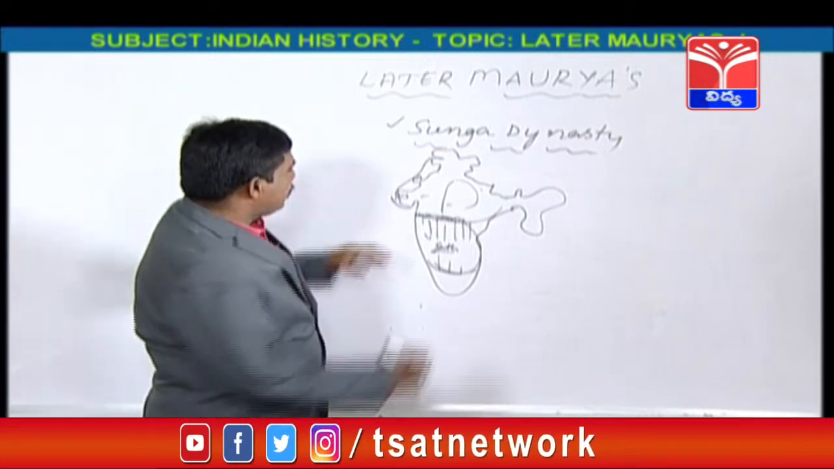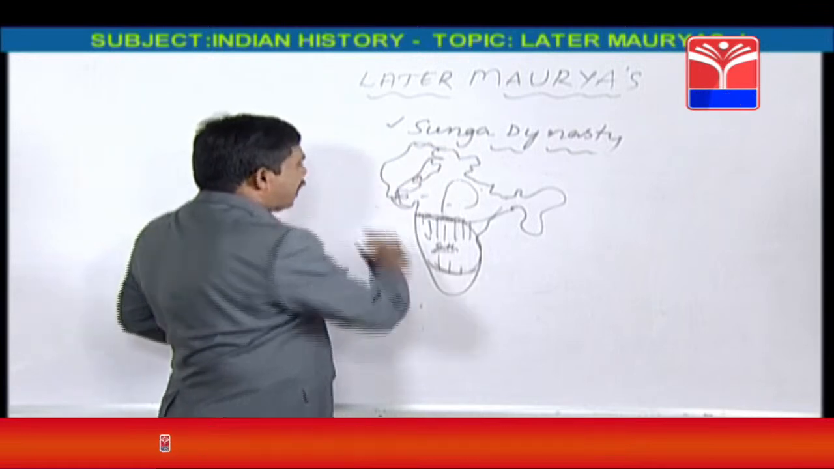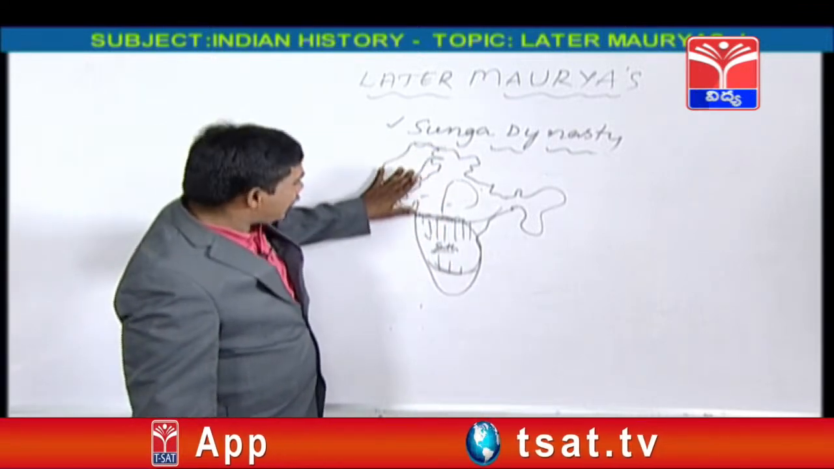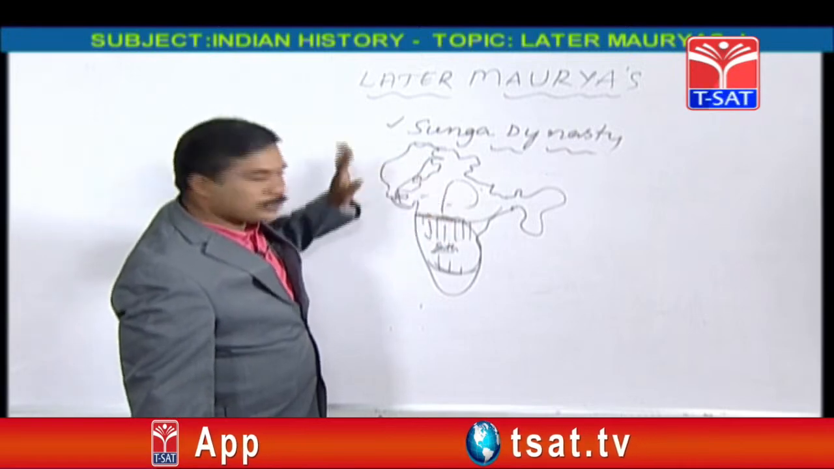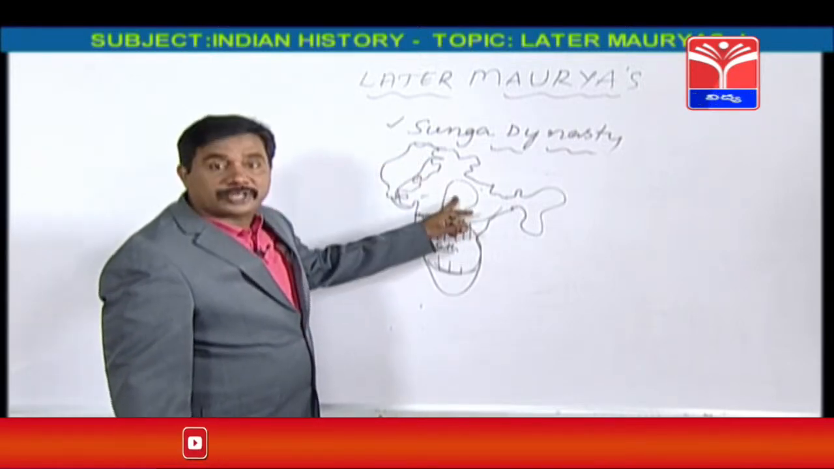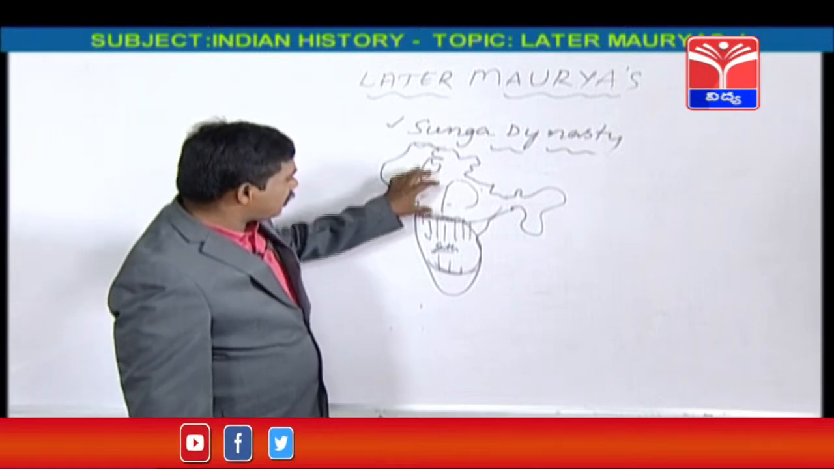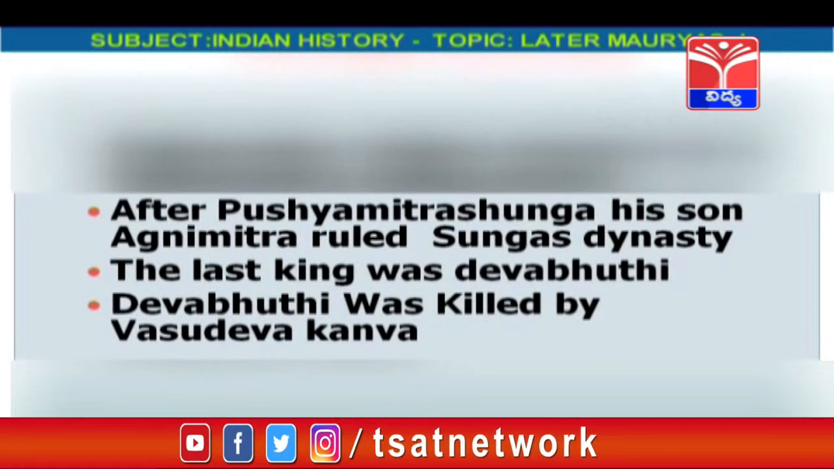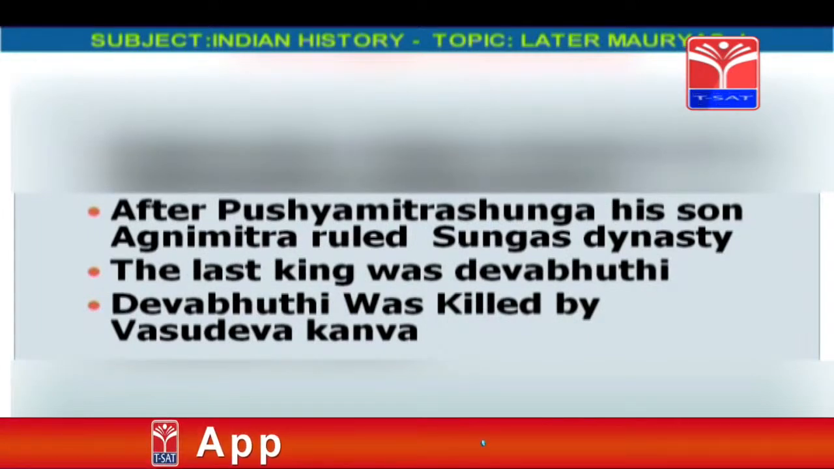But in the boundary, this is the Indo-Bactrian area. Here Minandar stopped the horses of Pushyamitra Shunga. But Pushyamitra Shunga defeated Minandar and occupied this area. So, this is the information regarding Shungas. After Pushyamitra Shunga, his successor was Agnimitra.